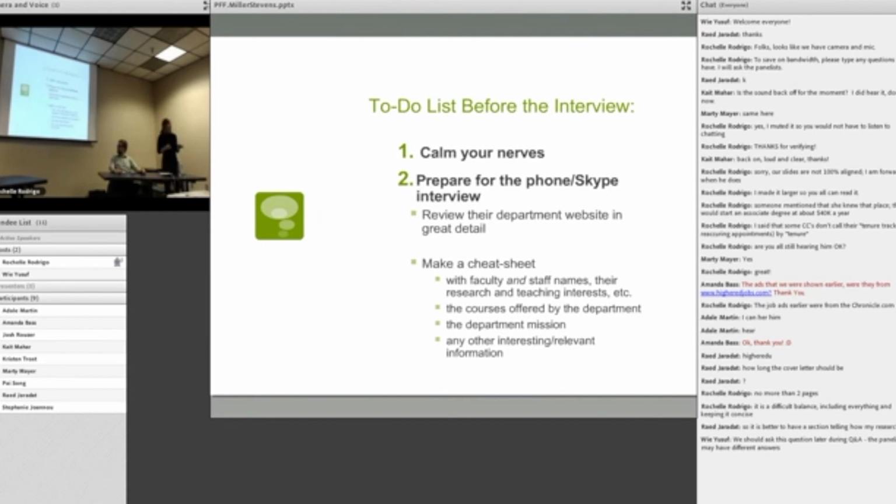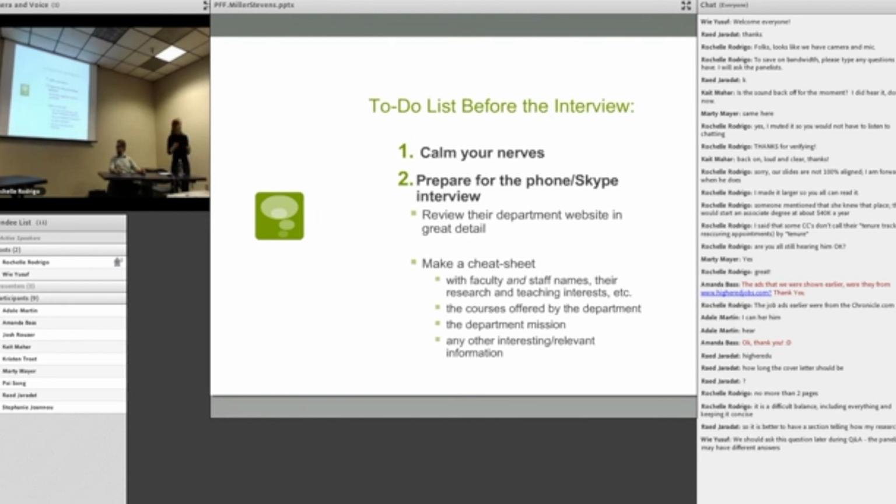And I think this is important. As many of you know, staff members are often the soul of a department. And so you want to recognize that. Put staff names down as well. Courses offered by the department. Note the courses offered and star next to the ones that you may be able to teach. Department mission has already been mentioned, and any other interesting or relevant information.